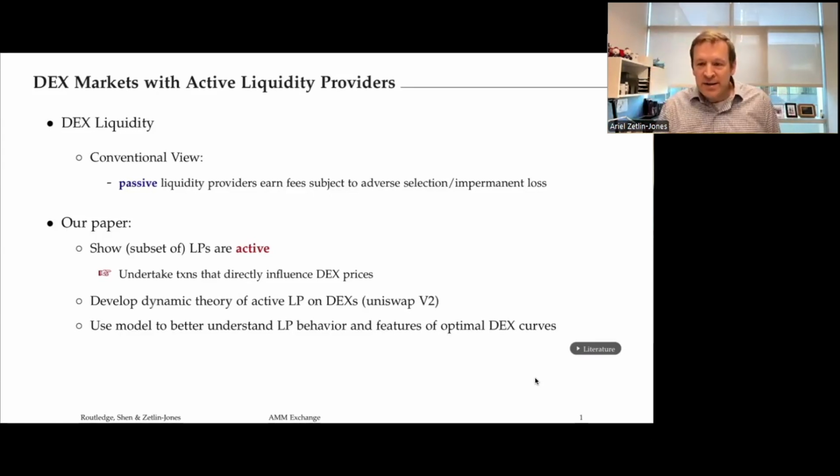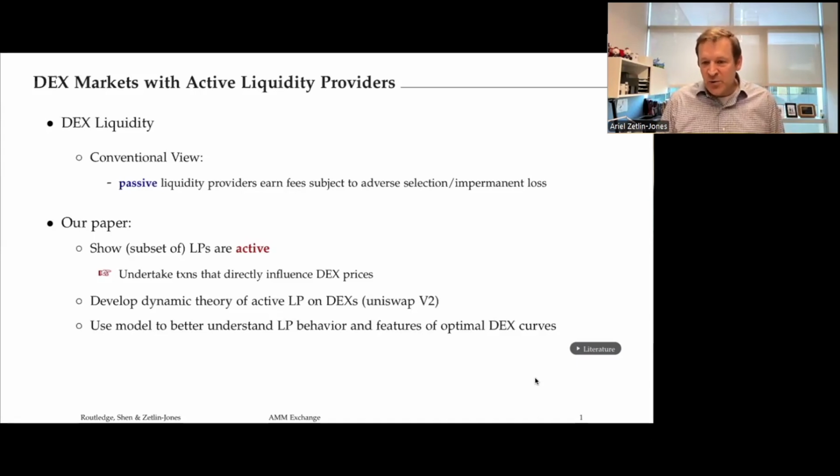In a nutshell, this is what this research paper does. When we think about liquidity provision on decentralized markets, the conventional view, which dominates the nascent literature and a lot of what you see online when people describe how markets like Uniswap work, is that providing liquidity in automated markets is a passive activity. Passive liquidity providers can stake their portfolios of tokens and earn some fees, subject to some threat of costs, which we sometimes refer to as adverse selection or impermanent loss. We're going to question this conventional view directly.